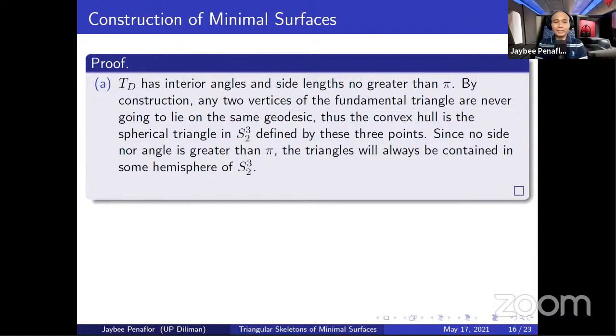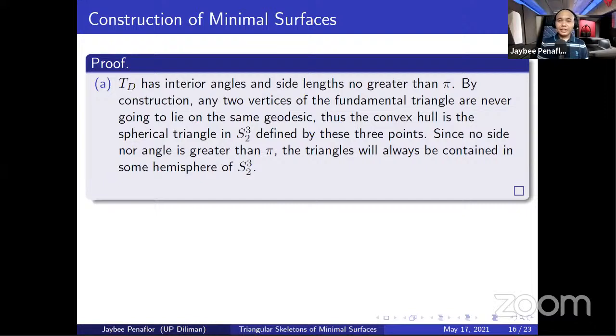So T sub D is a triangle. It has interior angles and side lengths no greater than pi. In fact, triangle ABC is a special case of T of D. T of D is a generalization of this concept. By construction, any two vertices of the fundamental triangle are never going to lie on the same geodesic, because we also constructed the fundamental triangle to be the lifted graph of a closed geodesic triangle in S2.